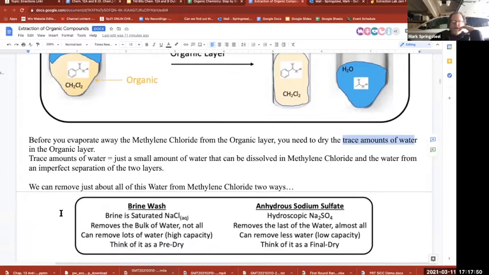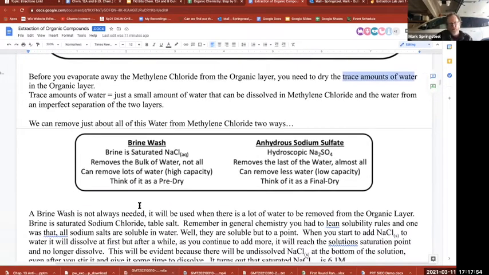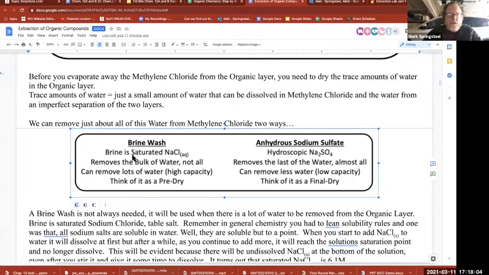So there's a couple ways you can do this. There's two ways that we do this, and you don't always have to do both, but I'm going to teach you both, so I want you to understand both. So there's this thing called a brine wash. So brine is just saturated sodium chloride water.